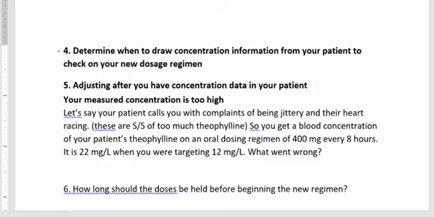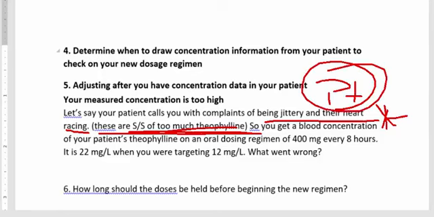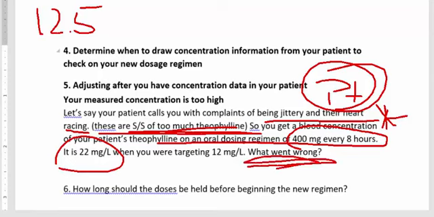Let's say your patient calls you with complaints of being jittery and their heart racing. These are signs and symptoms of too much theophylline. So remember, the most important thing is to look at the patient. Don't just look at the level. So you get a blood concentration to see if maybe it's too much theophylline. Your patient is on an oral dosing regimen of 400 every 8 hours, so we were expecting a Css average of 12 and a half, right? But guess what it is? It's 22. Almost double.